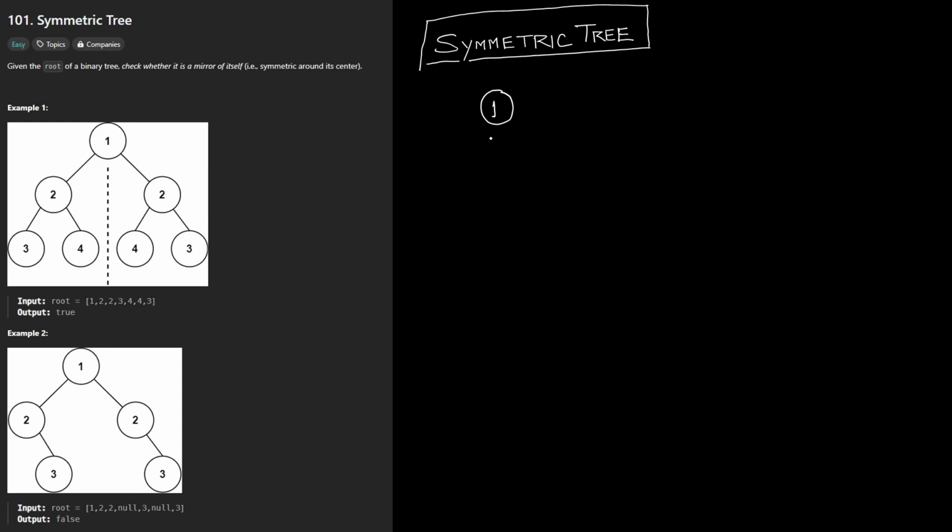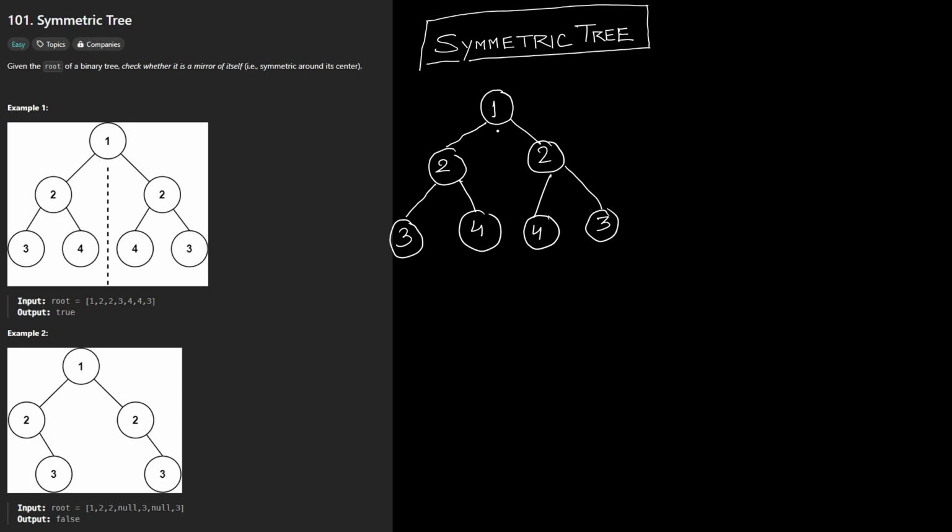We are going to have the root node, which is going to be 1, which is going to have two of its children, 2 and 2. Then the 2 is going to have subchildren, 3 and 4. And the other 2 is going to have children 4 and 3. So here, if I place a mirror from 1 to 4, the exact same tree is going to get repeated. So this is called a symmetric tree.